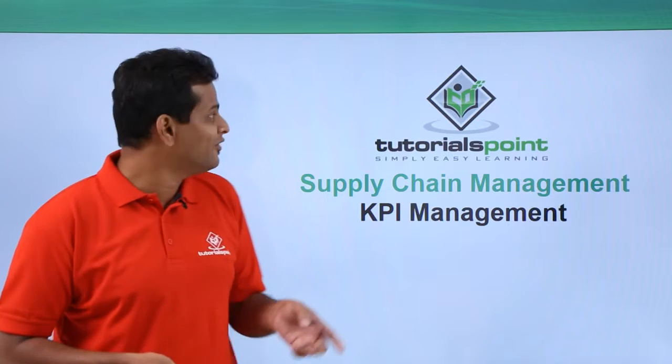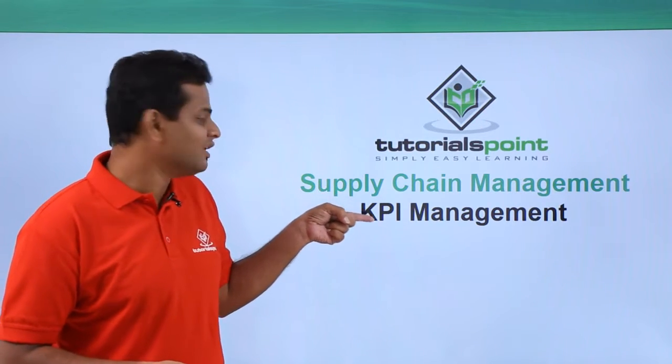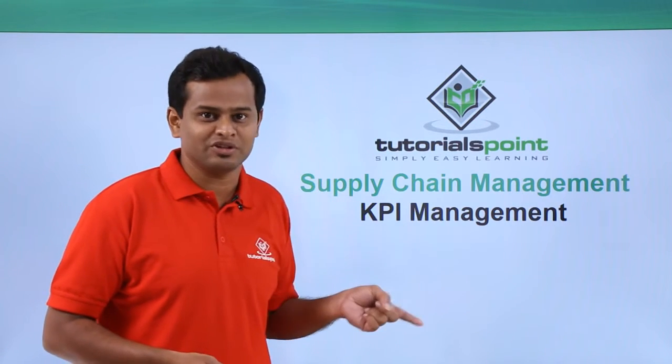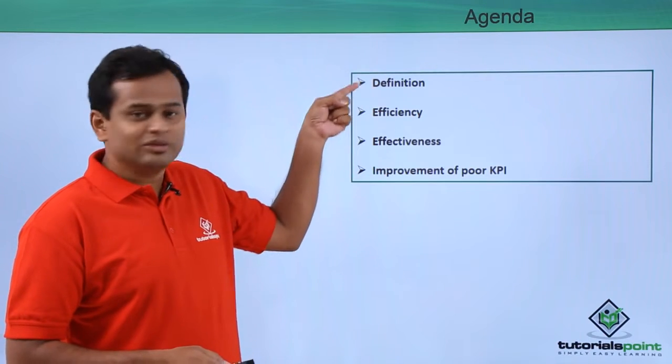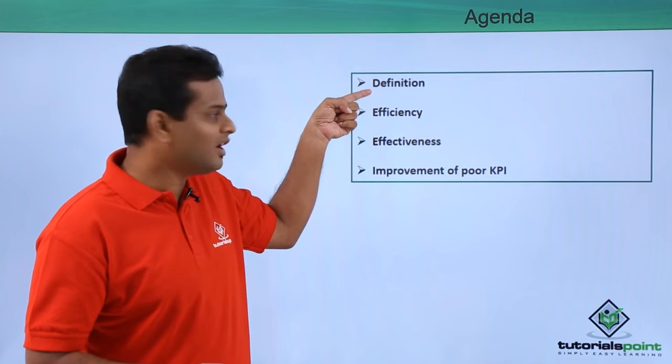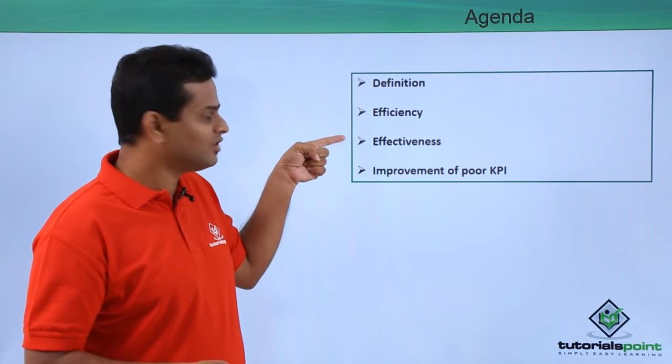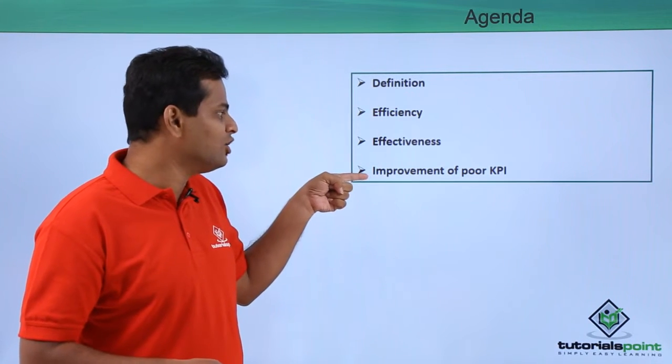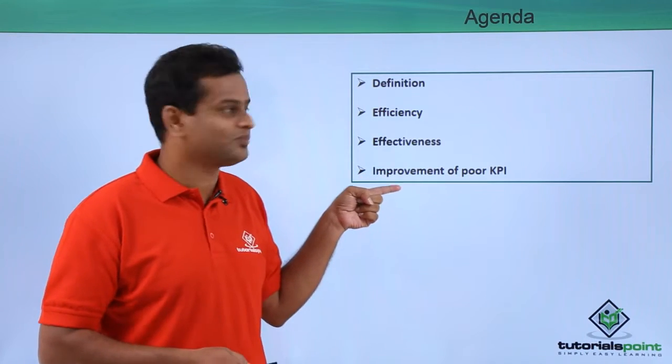In this video, we will be understanding supply chain management and in that KPI management. So these are all the subheadings we will be covering. One is the definition for the KPI and then efficiency, effectiveness and then improvement of poor KPI.